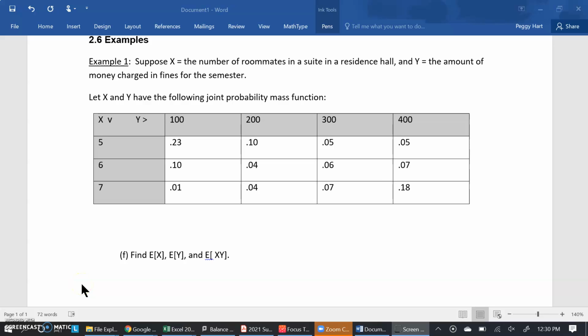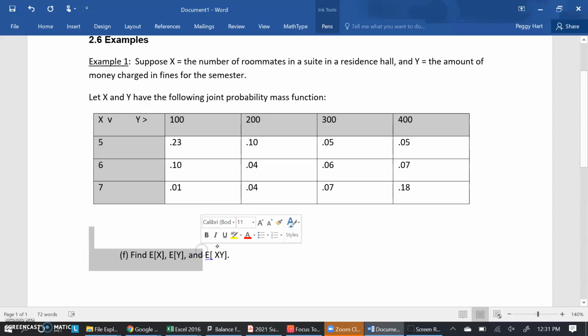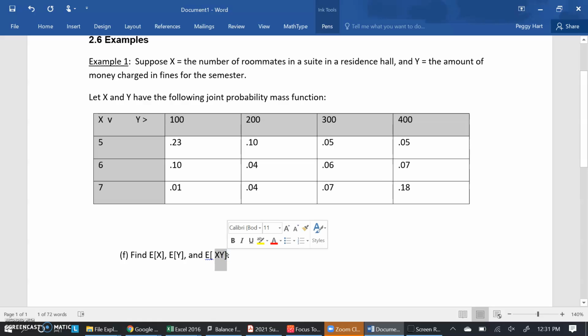Hello. Well, I promised the Bernoulli group that I would go through this last example in a video. I'll make this really short. I'm going to go through it quickly, just so you can see mainly how to find this expected value of x times y.